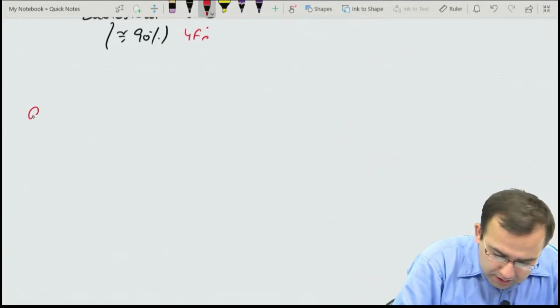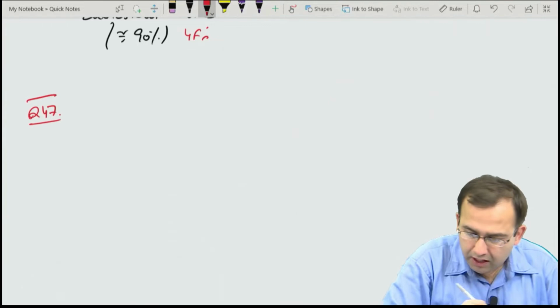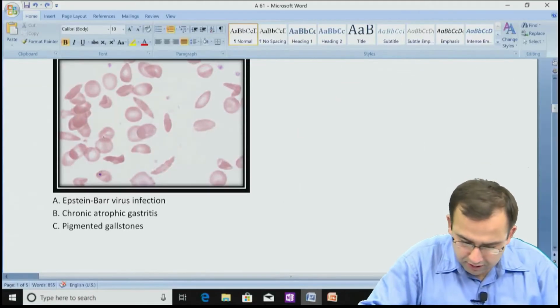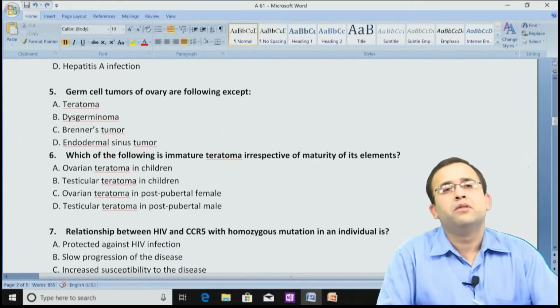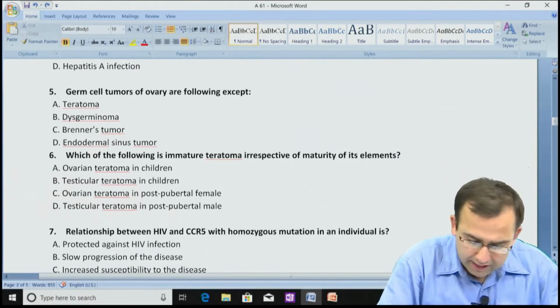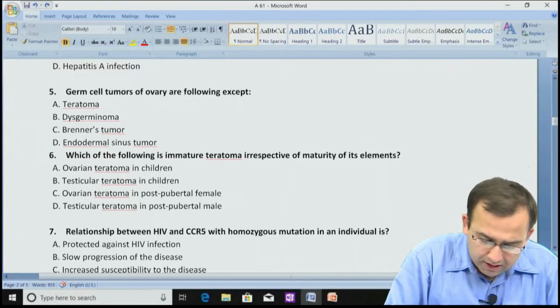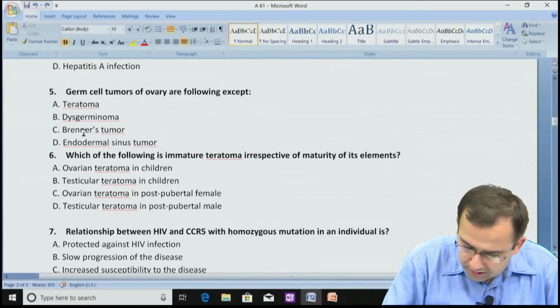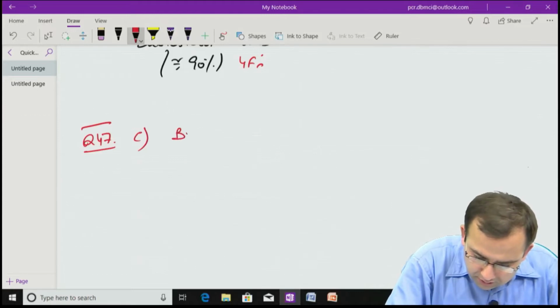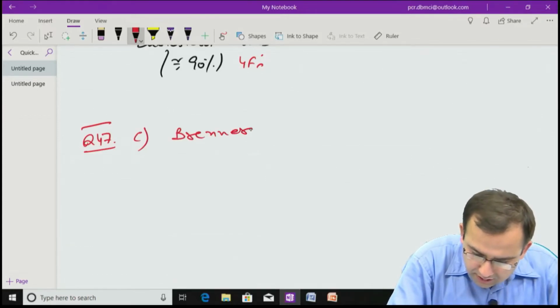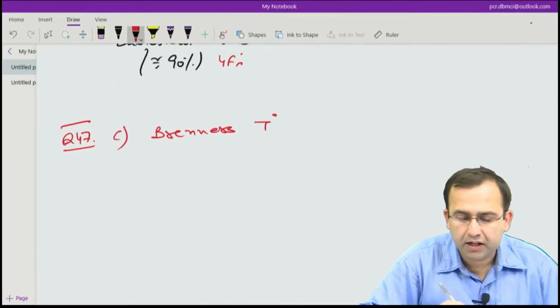Next, this gets us to question 47. Germ cell tumors are all of the following except, again easy, the answer is C, Brenner's tumor.